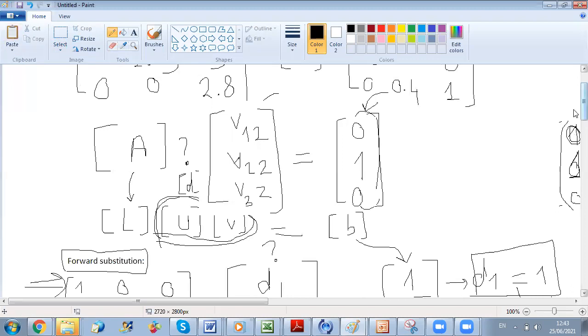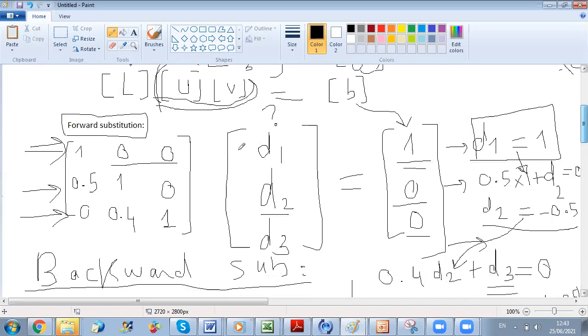First, I should do forward substitution. So I will use now matrix L, which I got in the first procedure. Now I have three unknowns. I can call them what I want.